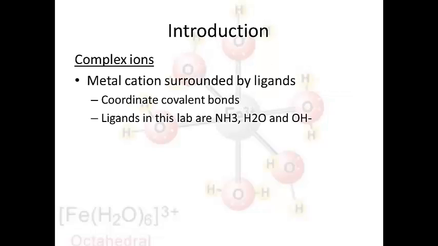So what are complex ions? These are metal cations that are surrounded by things called ligands, and ligands are often very small, polar molecules. Some examples of ligands that we'll be using in this lab are ammonia, water, and the hydroxide ion. These small molecules or ions form coordinate covalent bonds around the metal cation, and we call this a complex. The complex can be an ion or it can be neutral.